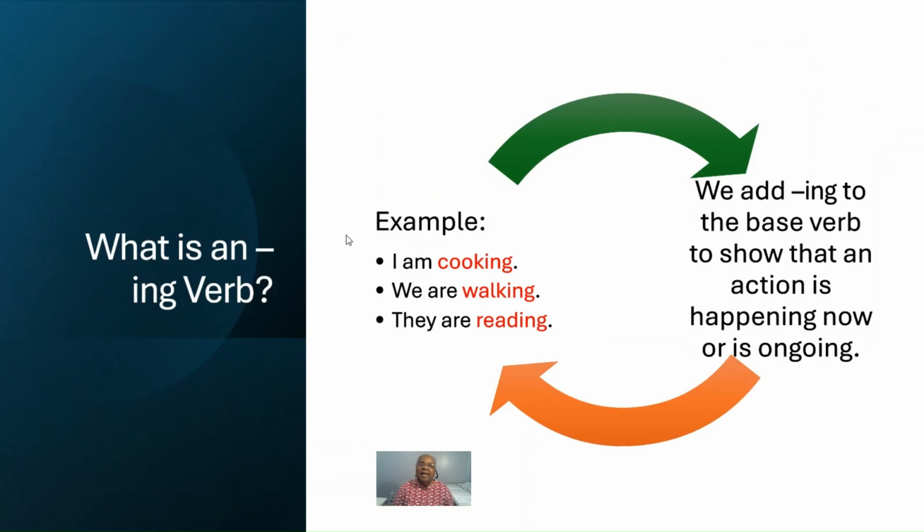What is an ing verb? We add ing to the base verb to show that an action is happening now or is ongoing. Example: I am cooking. We are walking. They are reading.